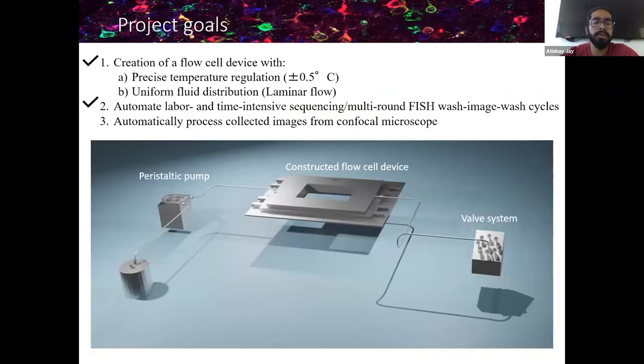Therefore, the goal of my project was the creation of an automated fluid perfusion device known as a flow cell with precise temperature regulation and uniform fluid distribution of the sequencing reagents. In order to tackle the issue of the labor-intensive processes, the entire pipeline was automated using custom Python scripts that were written in-house. The last bit that is yet to be constructed is the development of an automated image analysis pipeline that interrogates the confocal microscopy images to infer the gene expression dynamics. Next slide, please.